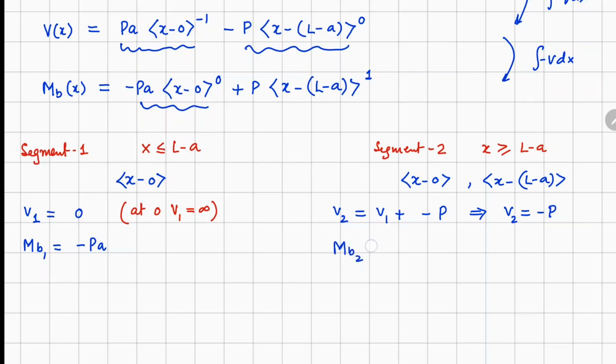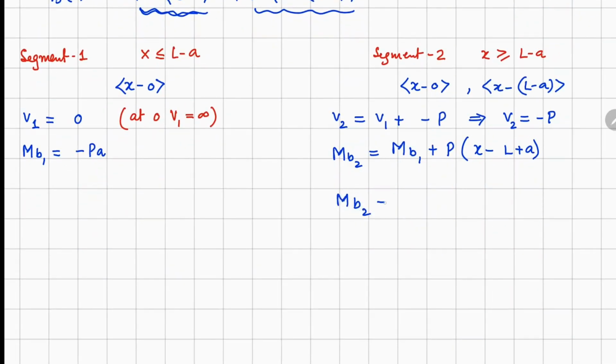Similarly your MB2 here will have MB1 because of your first term. To that we are going to add this second term, which is nothing but P and polynomial x minus (L minus A), so it becomes plus A. If I substitute the value of MB1 there, MB1 is minus PA, plus Px minus PL plus PA. These two cancel each other. So finally we get a value of MB2, which is, if I take P common, P(x minus L). So we have got all the values. Your V1 is 0, your V2 is minus P, MB1 is minus PA, and MB2 is P(x minus L).